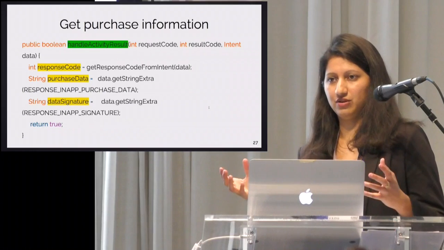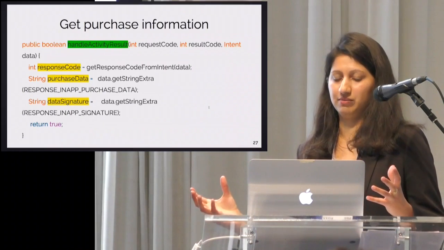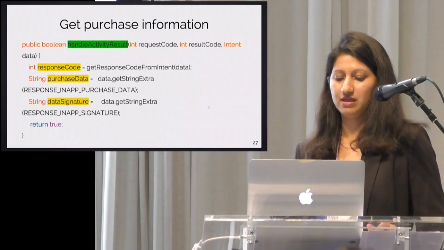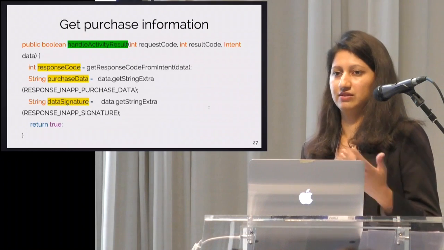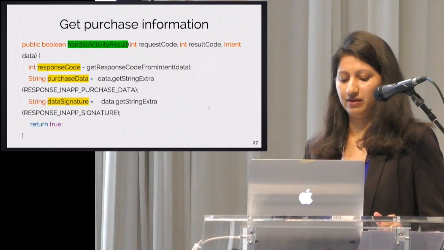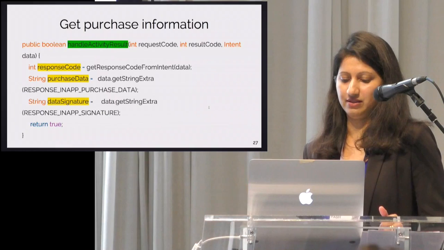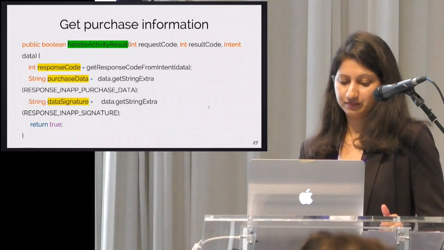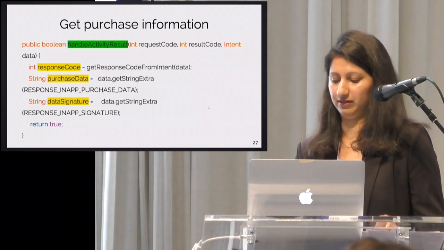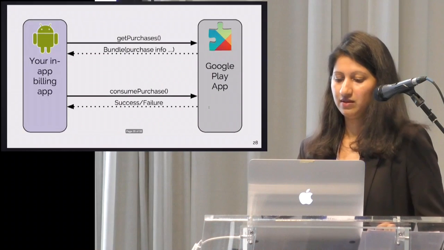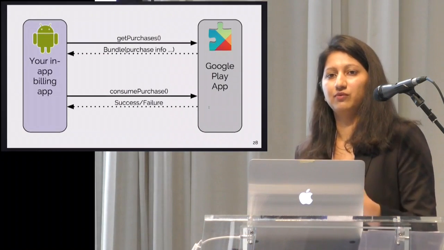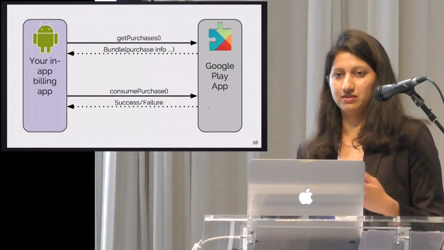Purchase data is a JSON. It has all of the information about your user's purchase. Response code is whether it's successful or not. And data signature is a string that is used to sign the purchase data. So all of this that we talked about so far was for managed products and subscriptions.